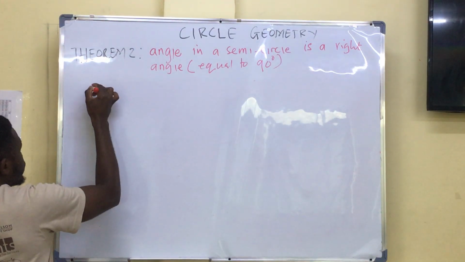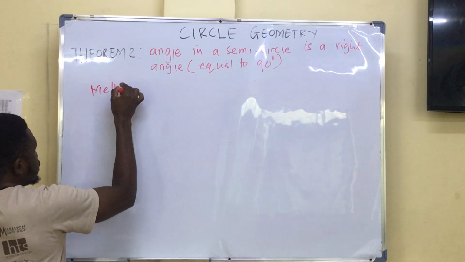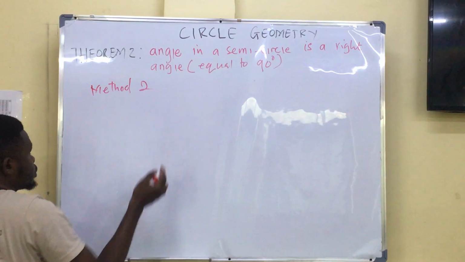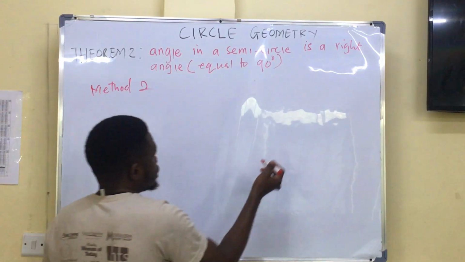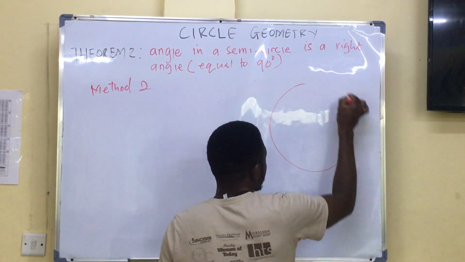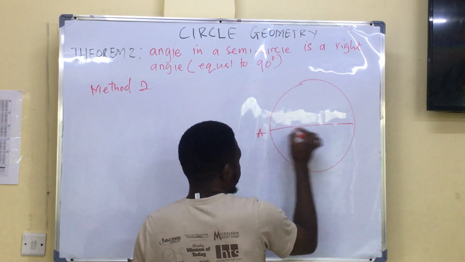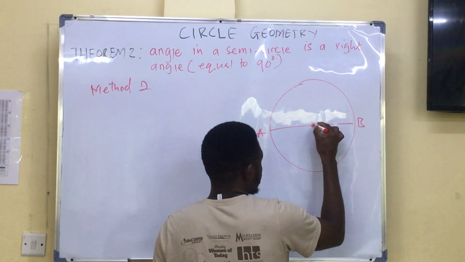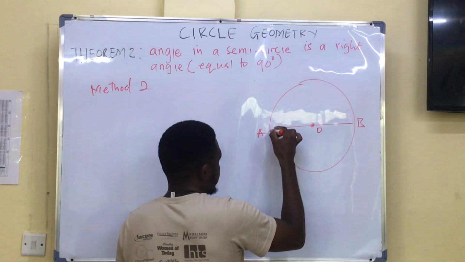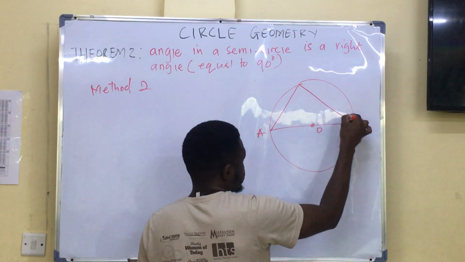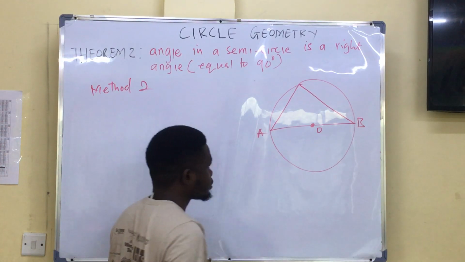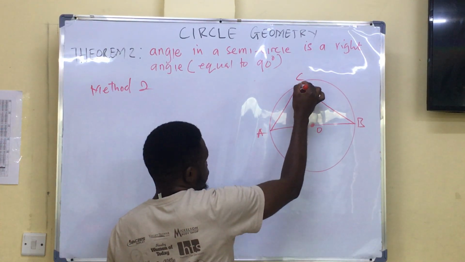Okay, fine. Method 2. Method 2 of the same theorem. Let's have a circle here. Let's have a circle, diameter AB. Let's have a center here, center O. Let's create an angle in that same circle, right? Fine. Let's call this point C.